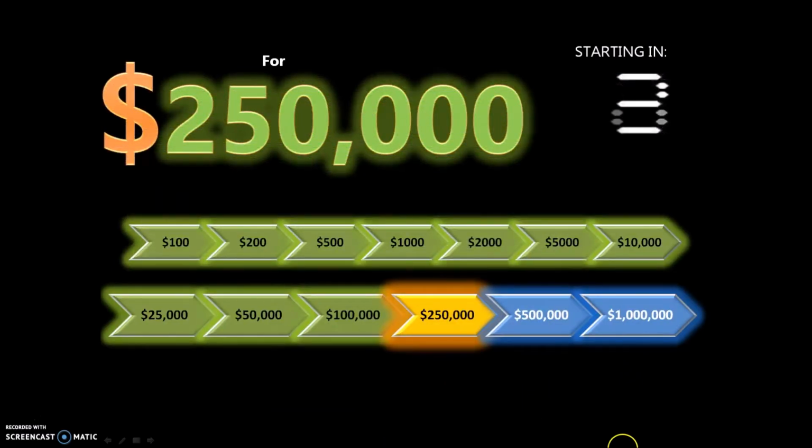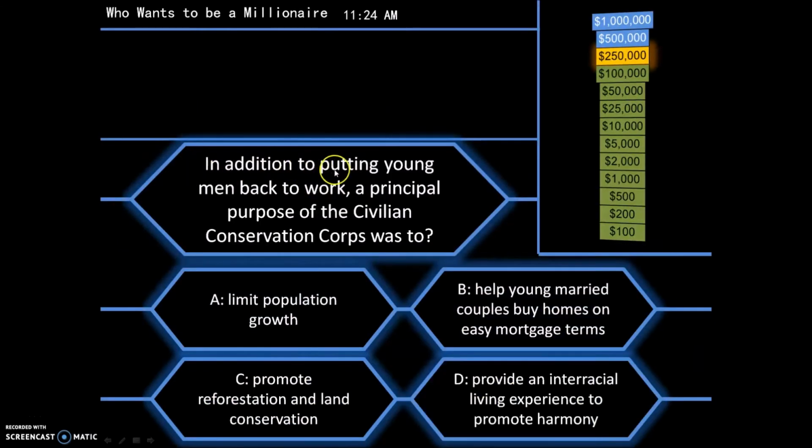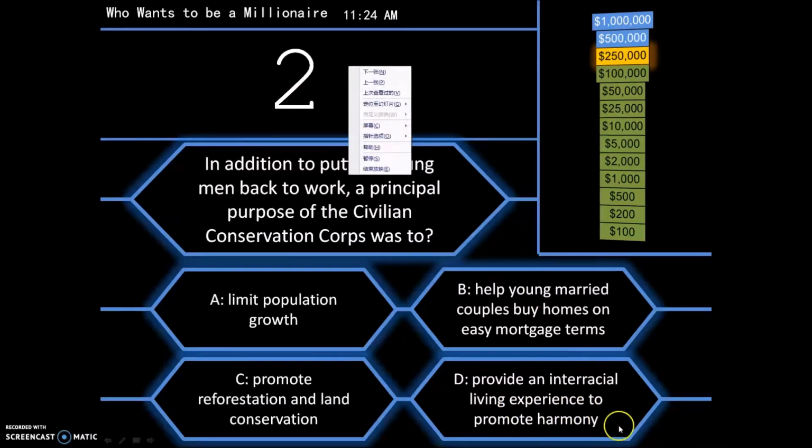Alright, last three questions, and this one's for $250,000. In addition to putting young men back to work, a principal purpose of the Civilian Conservation Corps was to A. Limit population growth. No, that's not the answer. B. Help young married couples buy homes on easy mortgage terms. Obviously not. This is about conservation. C. Promote reforestation and land conservation. This is it. There's your keyword. And D. Provide an interracial living experience to promote harmony. So I just want to finish reading it. But anyway, our answer here is C.